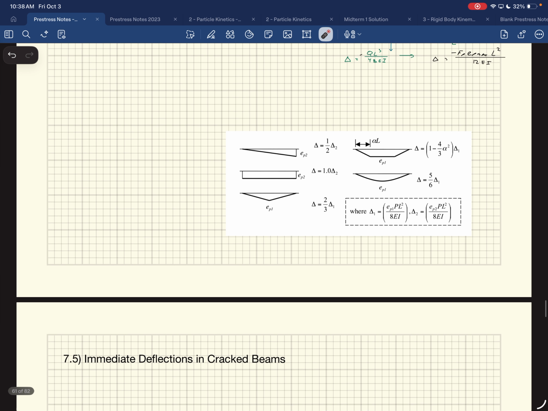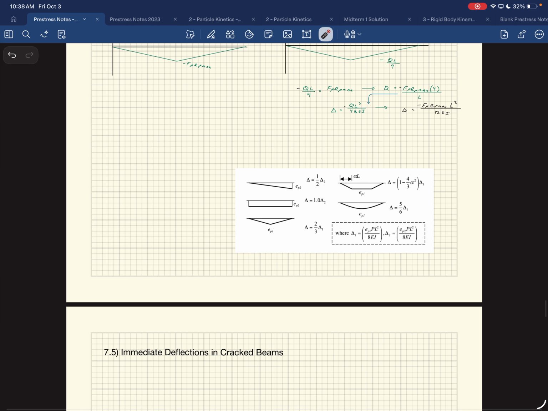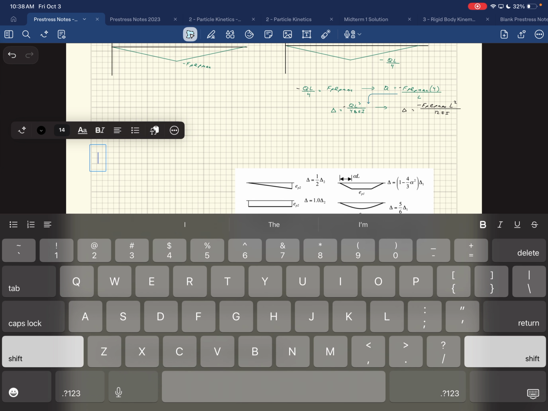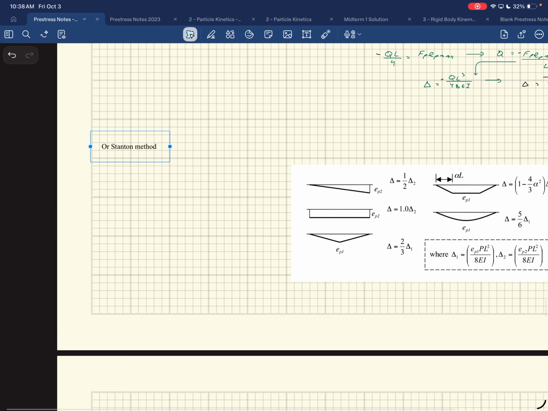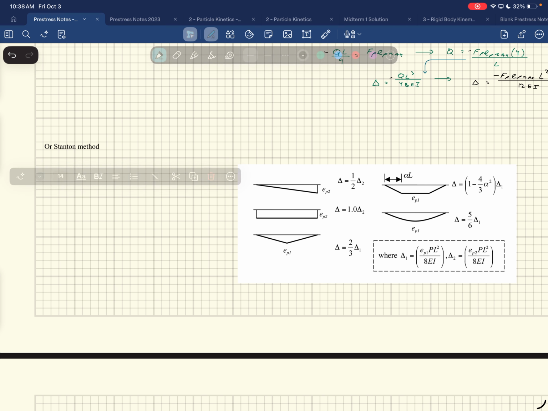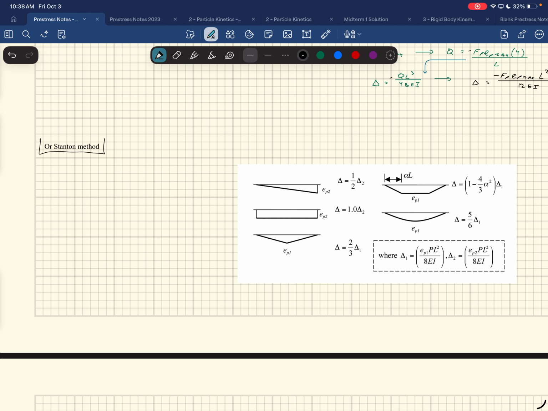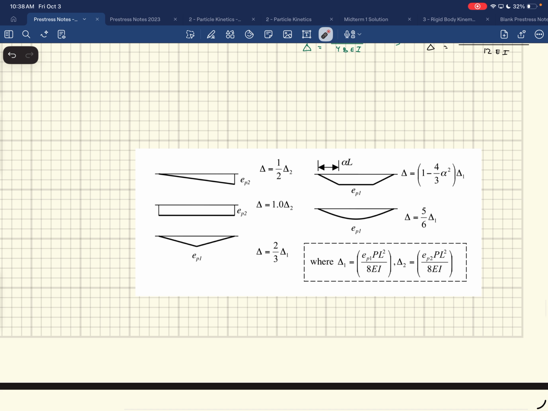So then, Orr Stanton put this together. I've never seen this anywhere else, but I like this one. Orr Stanton notes, Orr Stanton method, which I like. And what he says is you use this thing over here. We'll use the one up above as an example. So if you have a strand pattern that looked like this, I don't know why you would ever have a strand pattern that looks like this.